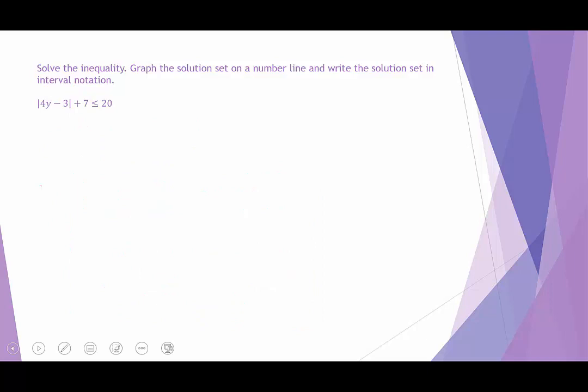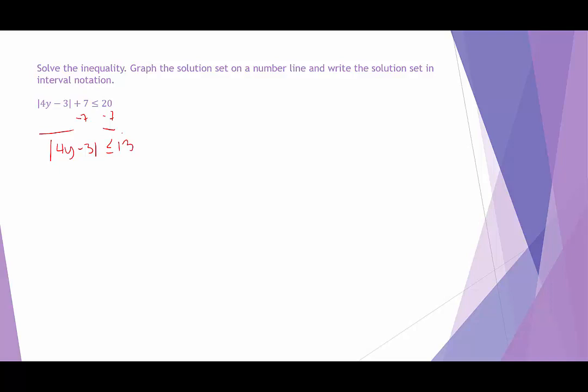In this example, we have the absolute value of 4y minus 3, plus 7, is less than or equal to 20. So again, the first thing we want to do is isolate the absolute value. Don't make any judgments about this. Don't talk about which type of junction this is, whether it's a disjunction or a conjunction, until you have the absolute value isolated. In order to do that, I need to take away 7 from both sides. That leaves me with the absolute value of 4y minus 3 is less than or equal to 13.